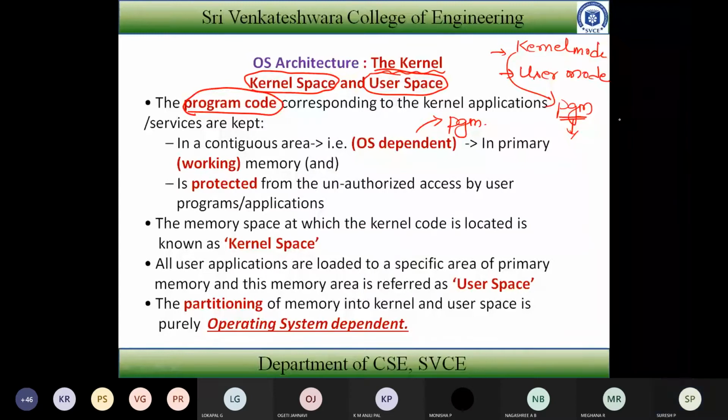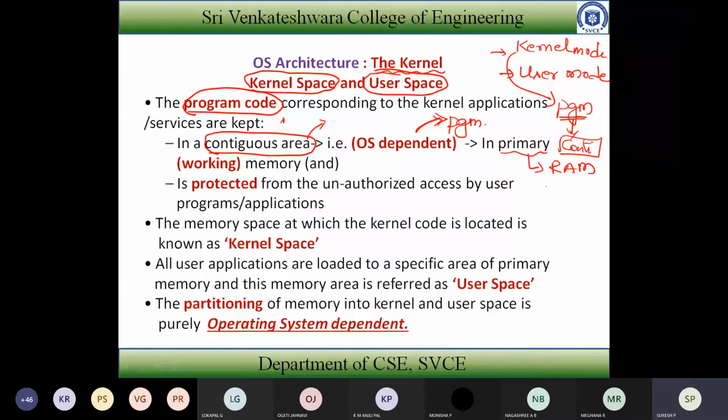Basically your program code is going to be kept in a contiguous area. So you're going to have the area where you are going to keep that particular program code. Contiguous means what? Continuous. Okay, so it will be kept in the continuous area. That particular area is OS dependent. It is nothing but the primary memory, that is nothing but your RAM. Whatever the program code you are going to keep is kept in the RAM.